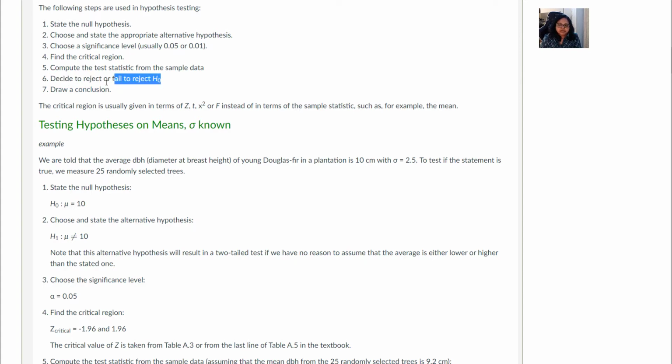Be careful what you say, because we never say accept the null hypothesis or accept the alternative. We always say reject the null hypothesis or fail to reject the null hypothesis, and then based on what you found in number 6, we can make a decision.